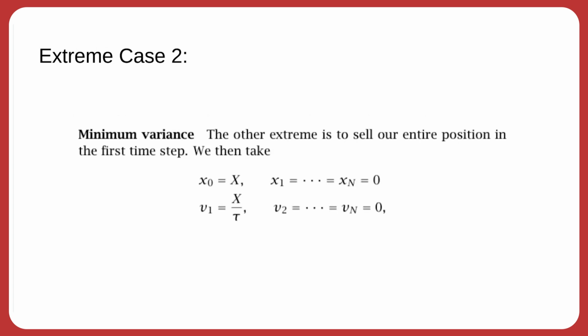Now, the other extreme case is the minimum variance case, where basically we submit the order all at once.